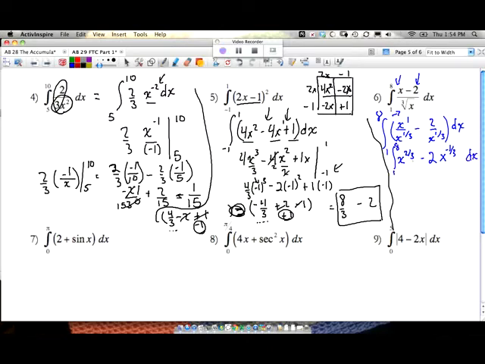So now we're looking at this x to the 2/3. We got to add 1 to that. That would be 5/3. So we got x to the 5/3. Then minus 2, negative 1/3 plus 1 is going to be 2/3. So it's minus 2x to the 2/3.